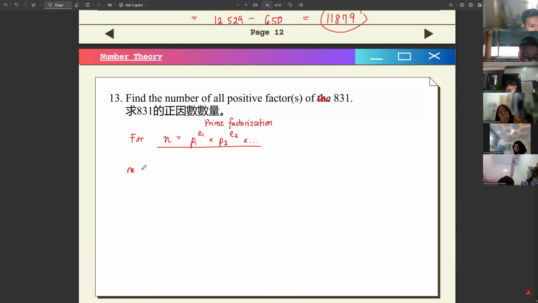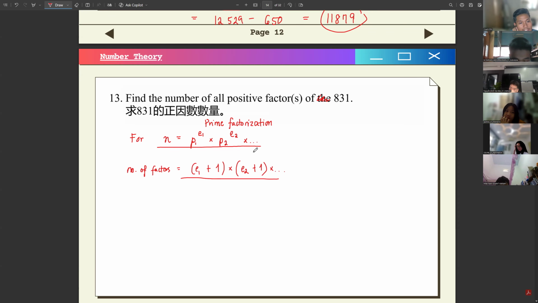The formula for the number of factors is we just take the first exponent of the first prime factor, add 1 to it, multiply by the next exponent of the second prime factor plus 1, and so on. Again, depending on the number of prime factors. So let's do this for our given number.